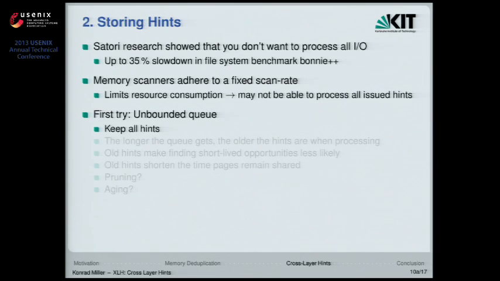The second building block in this system is the storage part. And as I've told you, you don't actually want to process all I/O synchronously and dedupe on the fly. Satori research has actually shown up to 35% slowdowns in file system benchmarks, such as Bonnie++. And fortunately, memory scanners already have the property that they don't do that. They defer processing of hints or of the regular scan to smoothen out the I/O workload.